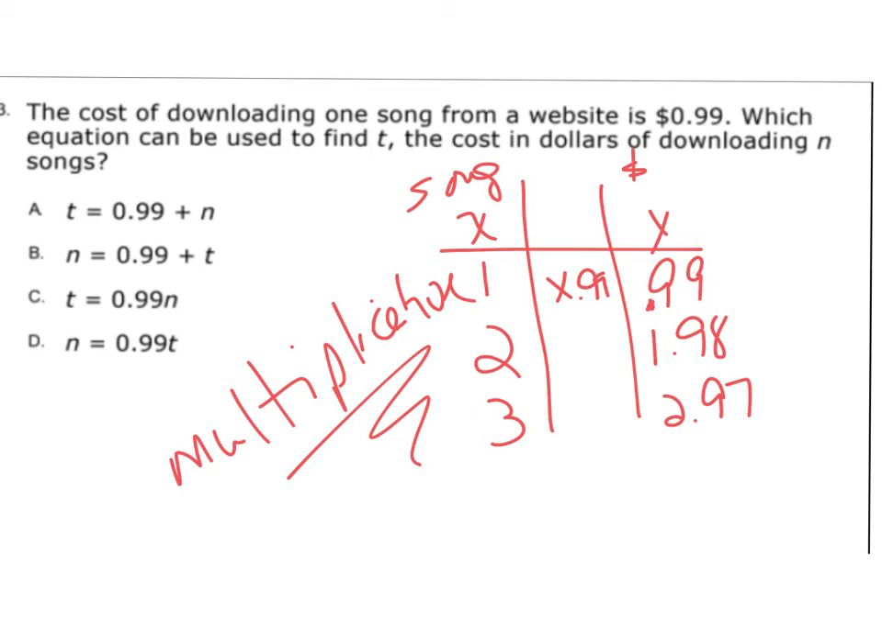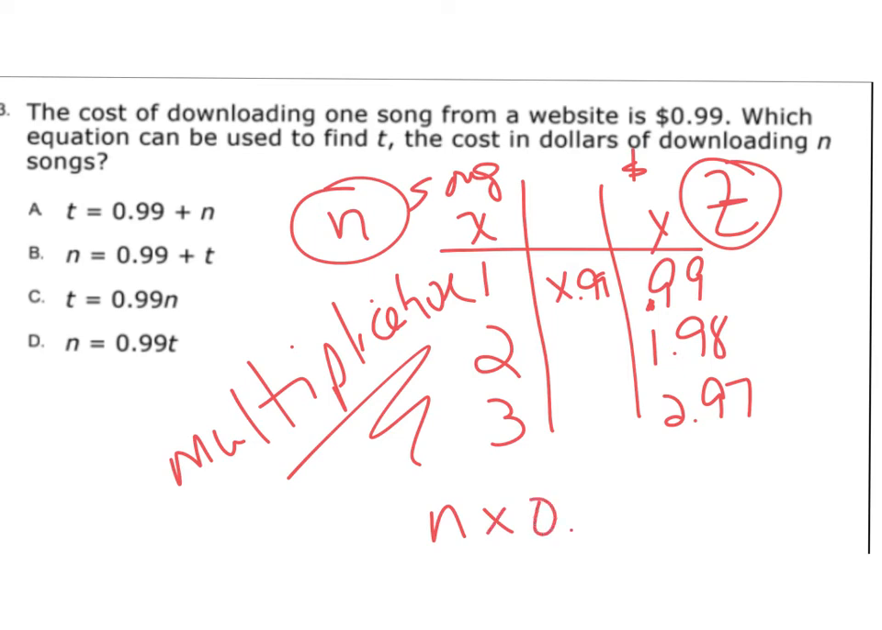Now, since it says which equation can be used to find T, the cost. So this is T in dollars of downloading N songs. So this is N. So the N is the X. So that's something that we needed to make sure that we knew, independent and dependent variables. So in this case, N is an independent variable. So I know this has to be N times 99 cents will equal T.